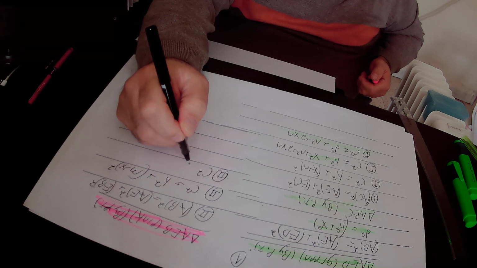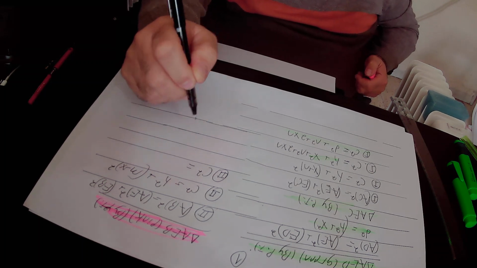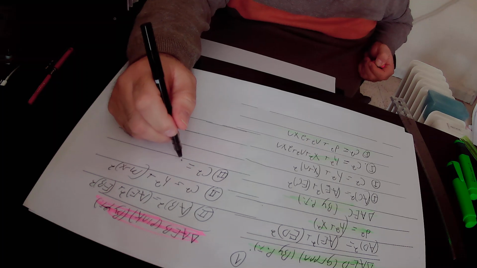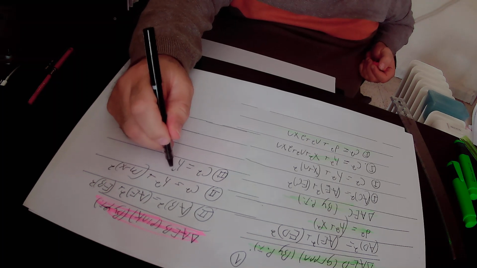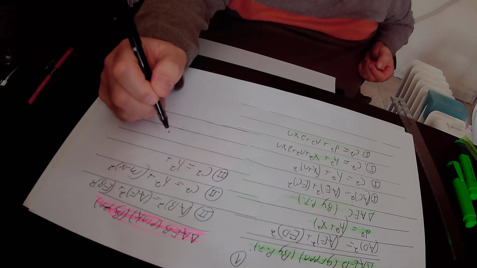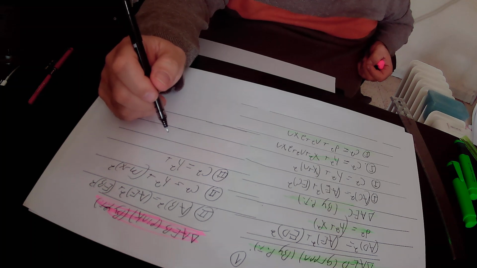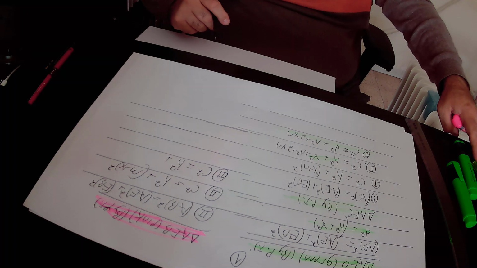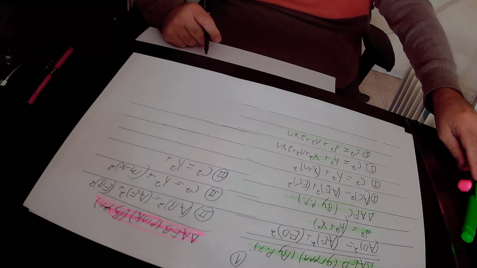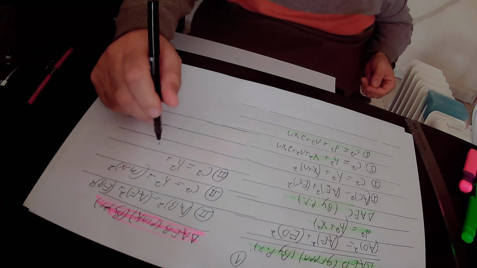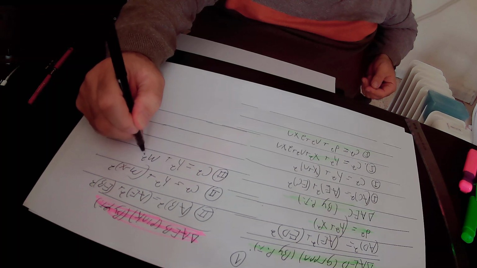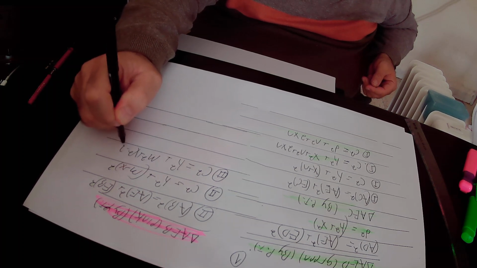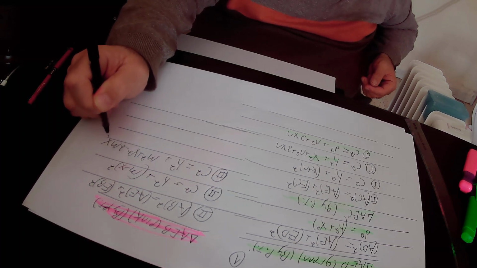C square equals H square plus (M minus X) square. According to the algebraic identity that (A minus B) square equals A square plus B square minus 2 times AB, we get that (M minus X) square equals M square plus X square minus 2 times MX.